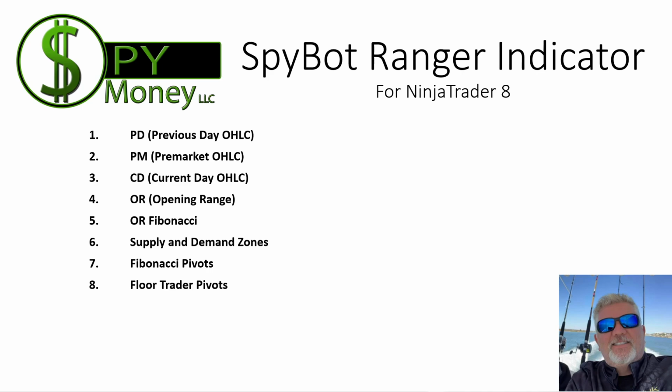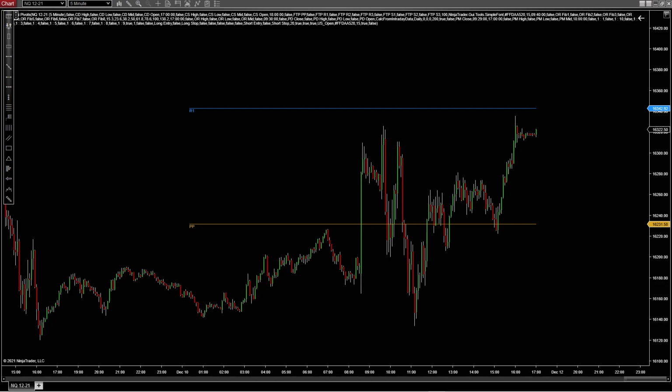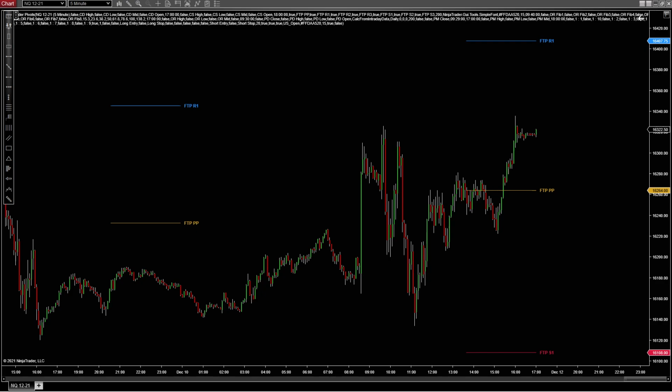So now we have floor trader pivots. Floor trader pivots are how the institutions trade. So when you are looking at floor trader pivots, they move more so than Fibonacci pivots. Fibonacci pivots, when you open at 6 o'clock in the evening, are there and they stay there the whole time because they're based on previous days' open, highs, lows, and closes. Well, floor trader pivots are not. Floor trader pivots move during the day, therefore causing price to move because it's based on today's price.